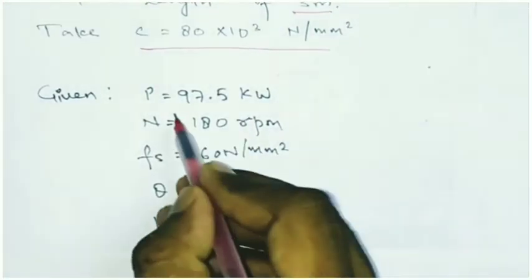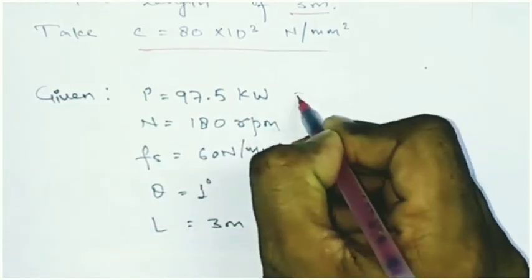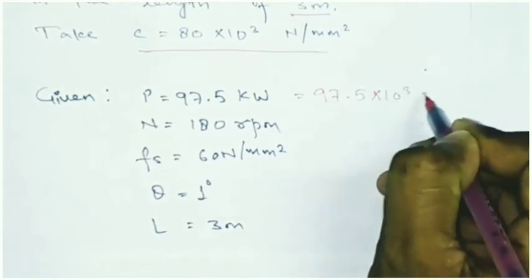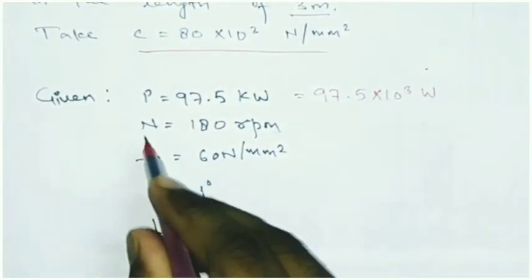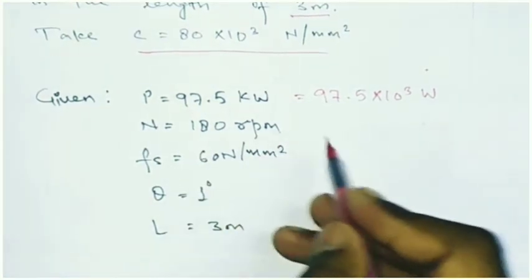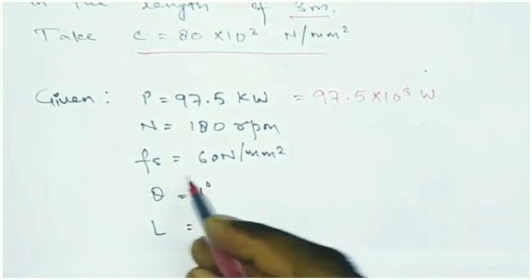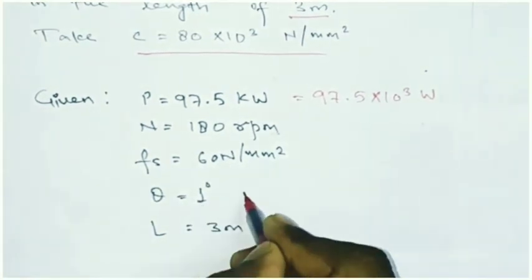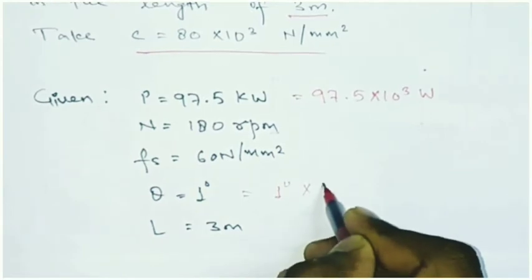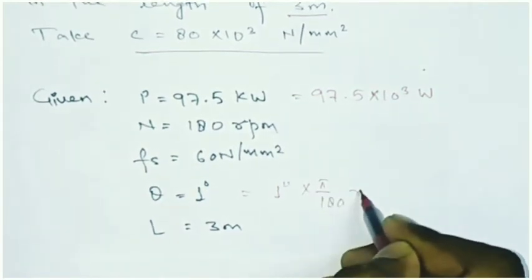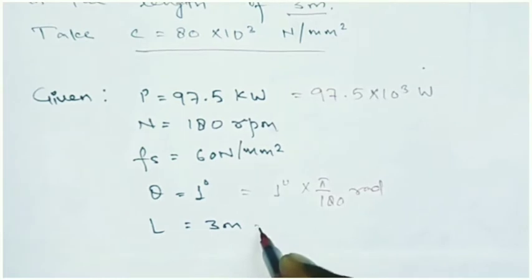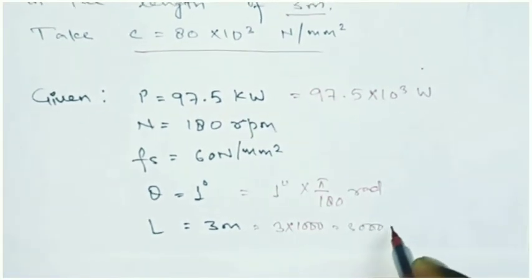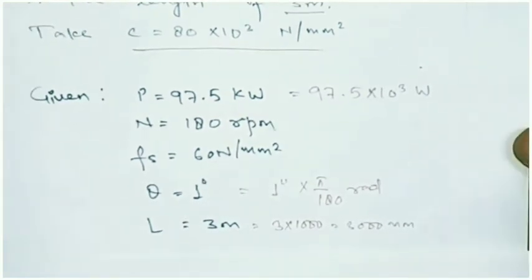So we notice that the power is 97.5 kilowatt. We can write it as 97.5 into 10 raised to the power 3 watt. N is the speed of rotation, that is 180 rpm. Fs is the maximum shear stress, which is 60 Newton per millimeter square. Theta is the angle 1 degree, so we should convert it into radian by multiplying it by pi by 180. Length is 3 meter, it should be multiplied by 1000 and it becomes 3000 millimeter.